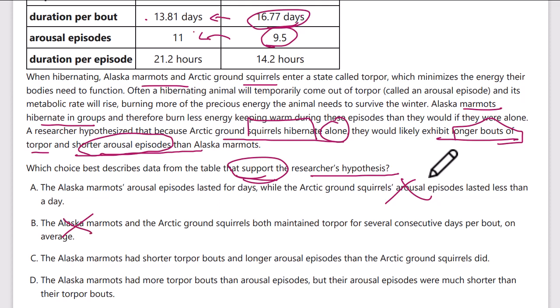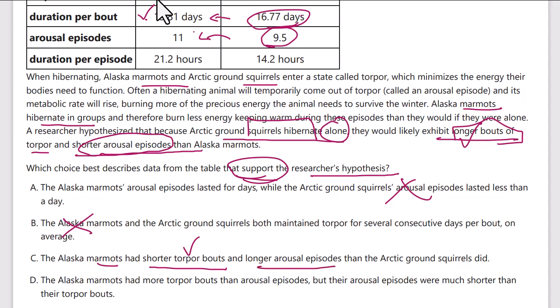Our claim is there are longer bouts of torpor for the squirrels. The Alaska marmots had shorter torpor bouts. Yes, so if the squirrels had longer, the marmots have shorter. That looks to be good, consistent with our condition. And the duration per bout, that's the right data.